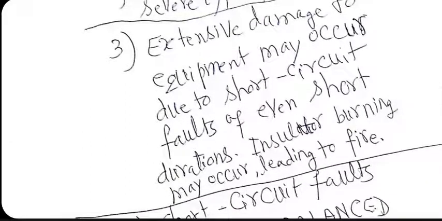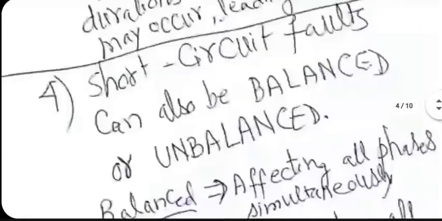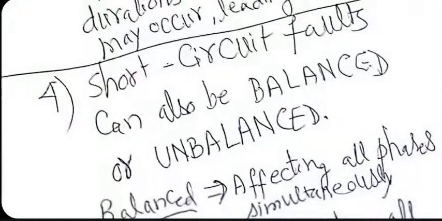We use insulators on transmission towers to create isolation between high voltage and the rest of the structure. If the current is too large, the insulator might burn also, although it is a dielectric material, but it may still burn. That may lead to fire. So short circuit faults obviously are a lot more dangerous. They can be balanced or unbalanced, depending on whether all the phases are affected or only one or two are affected.